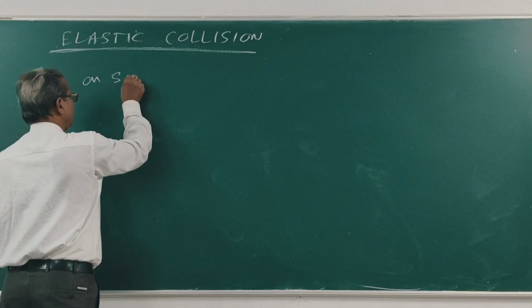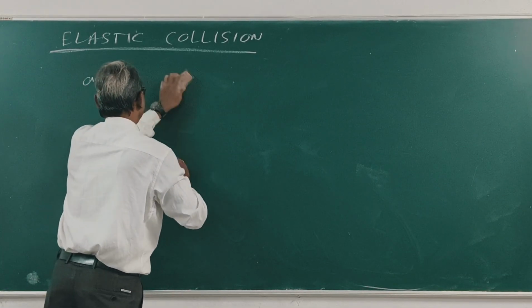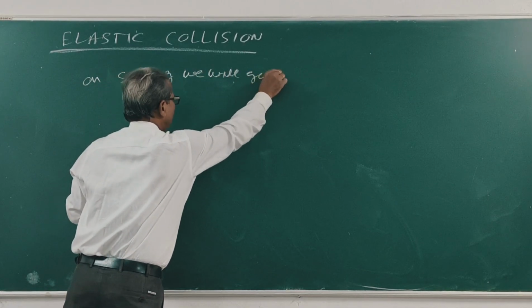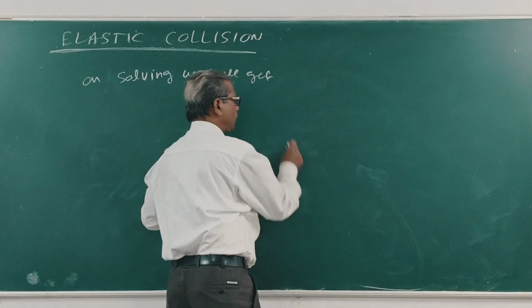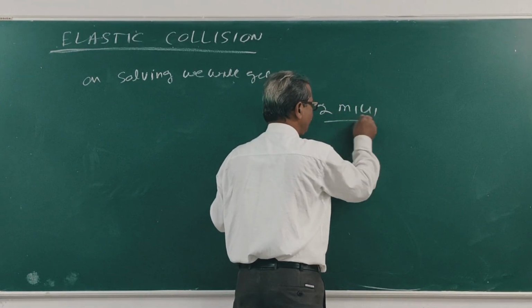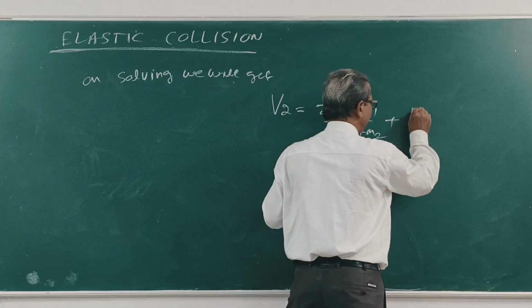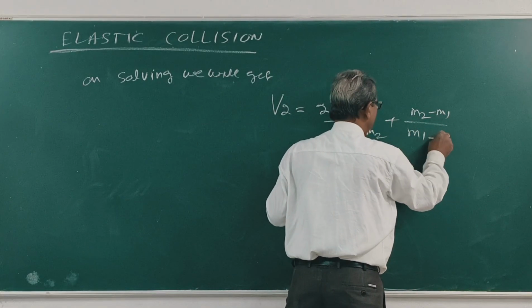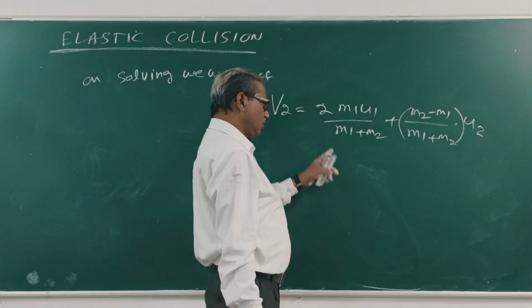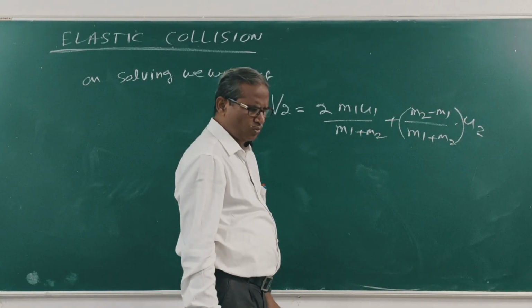So on solving, we will get v2 is equal to 2 m1 u1 by m1 plus m2, plus m2 minus m1 by m1 plus m2 into u2. Clear? This is v2.